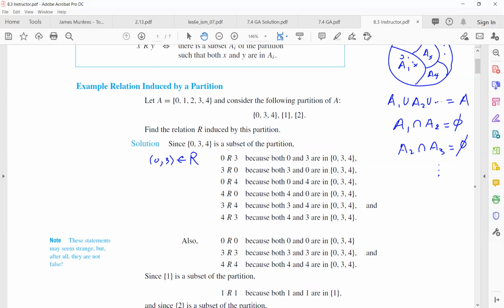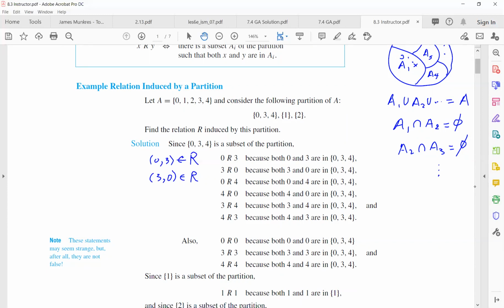What about 3 and 0? Of course, they both are in this subset. So you can say that 3 and 0 are a member of relation R. What about 0 and 4? Of course, you can see 0 and 4 here. What about 4 and 0? Of course. 3 and 4, yes. 4 and 3, yes. So as you can see, you have a relation here. That relation is induced by the partition.